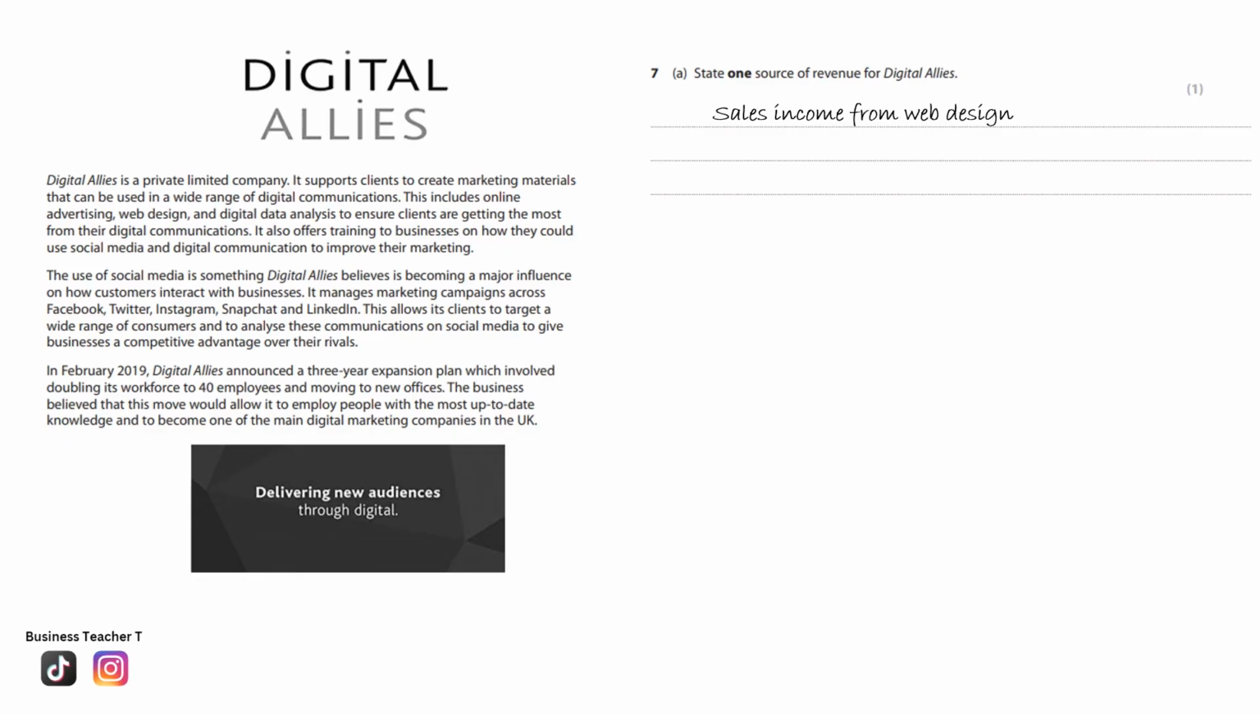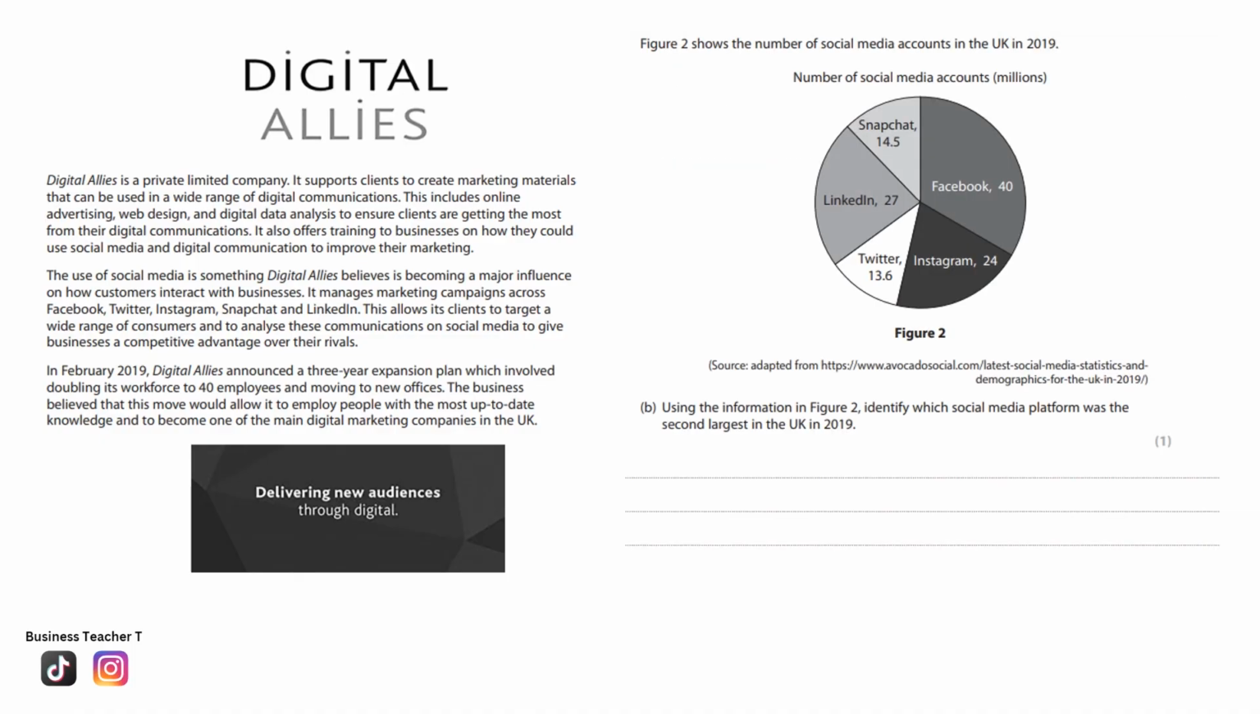1 mark. Figure 2 shows the number of social media accounts in the UK in 2019. We can see the number of social media accounts there. We can see Facebook 40 million, Snapchat at 14.5, LinkedIn at 27, Twitter at 13.6 and Instagram at 24. Question asks us, use the information in figure 2, identify which social media platform was the second largest in the UK in 2019. And we can see there that it is LinkedIn at 27 million.